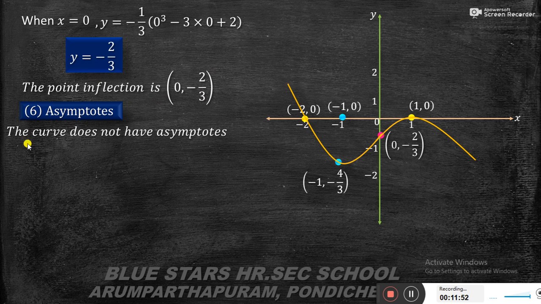Therefore asymptote. The curve does not have an asymptote. So this is the diagram of the curve for the asymptote.